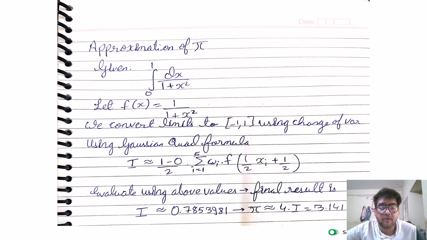Evaluate using above values, the final result is I is equal to approximately 0.7853981, which gives pi is equal to 4 into I, which is 3.1412.